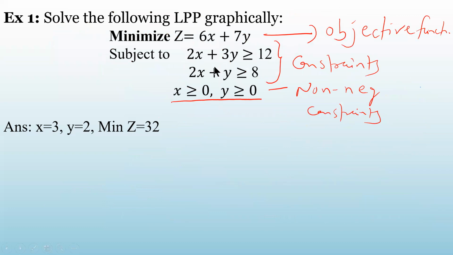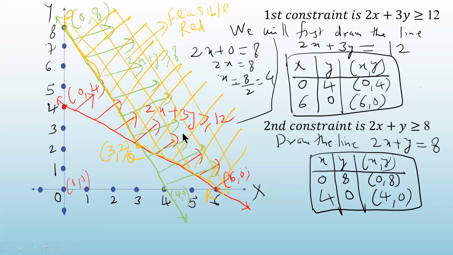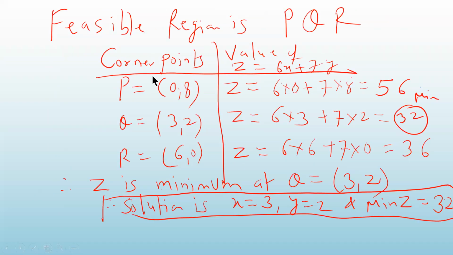So first of all, you have to find the feasible region, as we did here. Then find the corner points of the feasible region and find the value of Z at the corner points. Wherever the minimum or maximum, whichever is asked, is coming, that is your solution. I hope you have understood. Let us take one more problem.